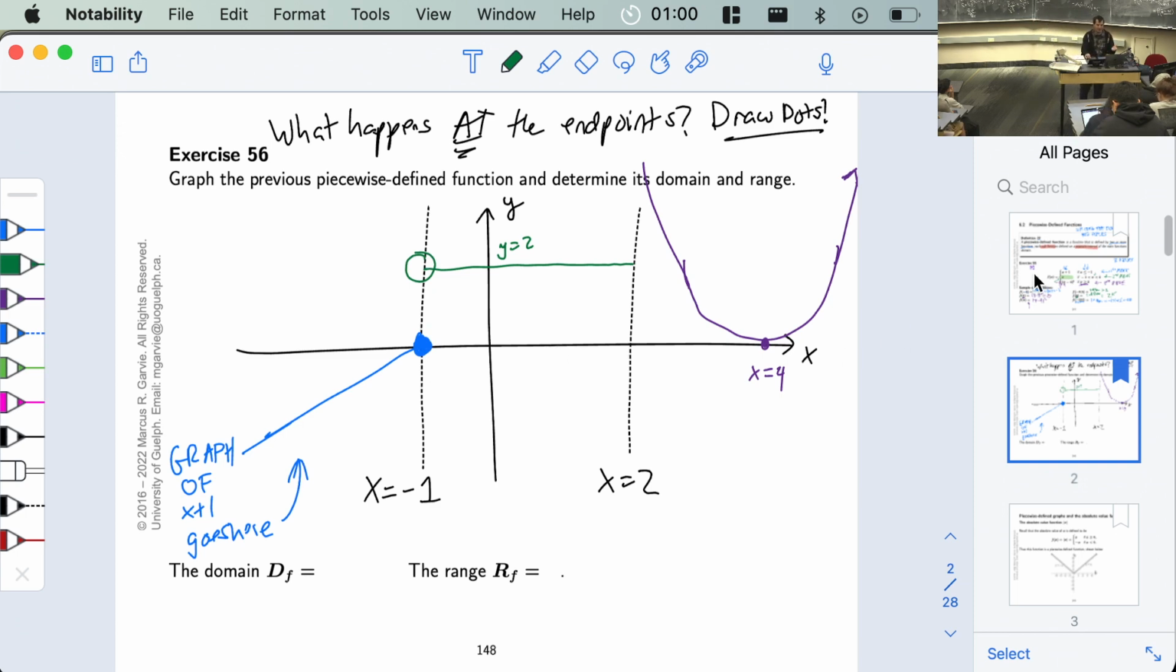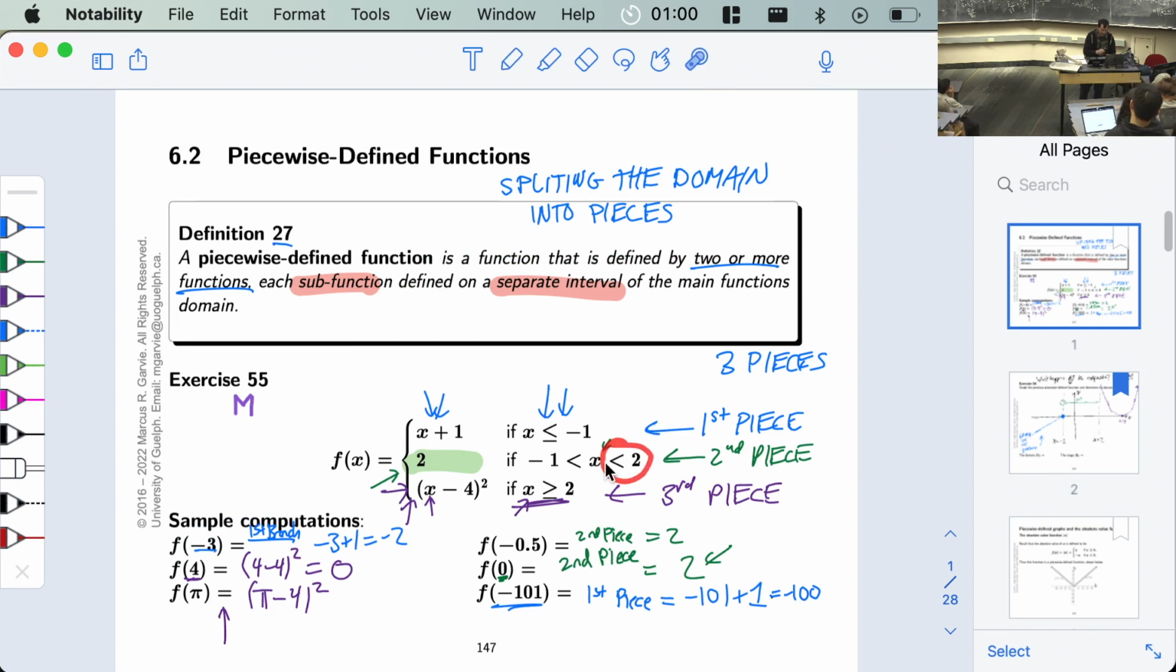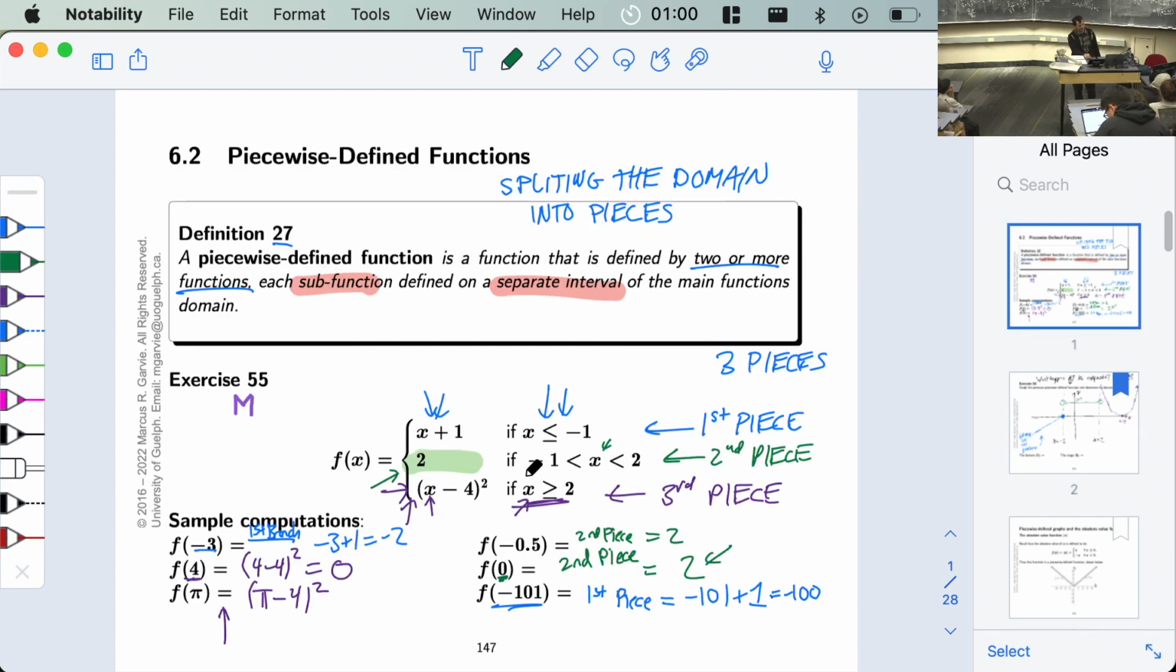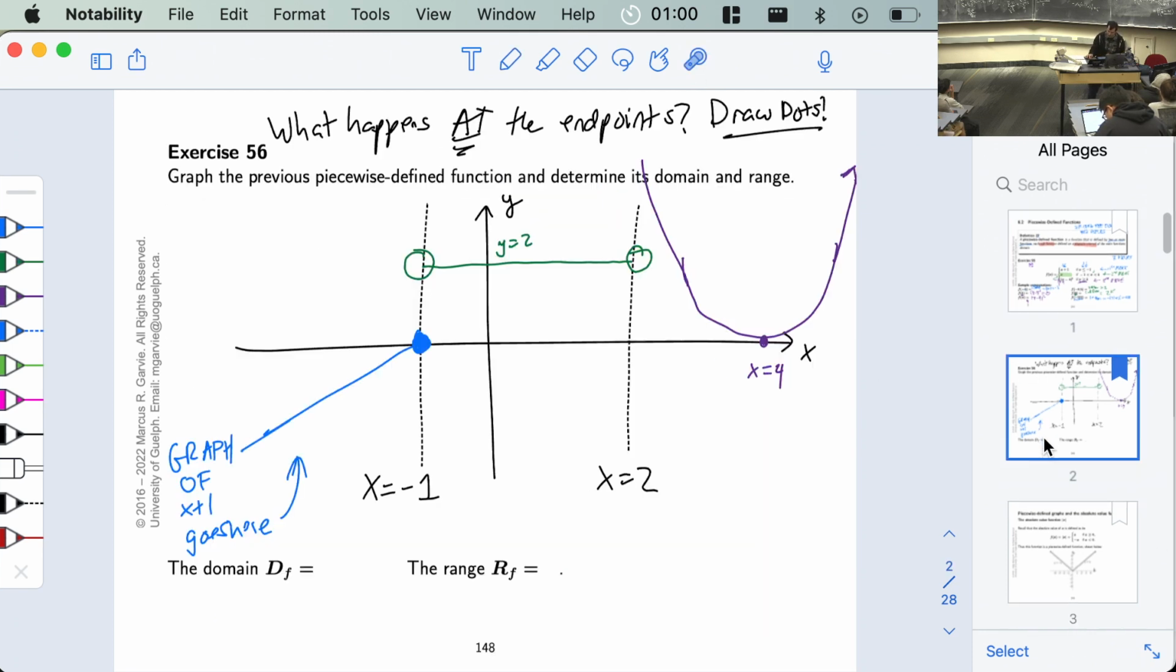Okay, what about at x equals 2? Let's go read what happens. So at x equals 2, we have this strictly, x is strictly less than 2. X is not allowed to be equal to 2, and that's on the green graph. So we draw another open circle. And on the last purple graph, this is a greater than or equal to, and so we draw it filled in purple.